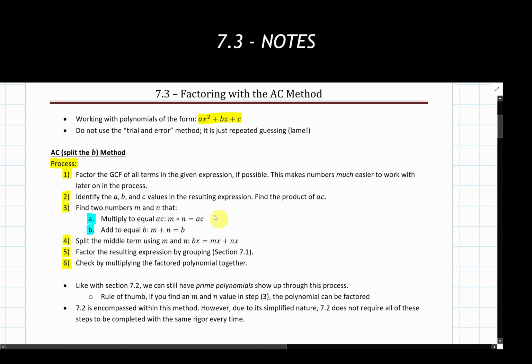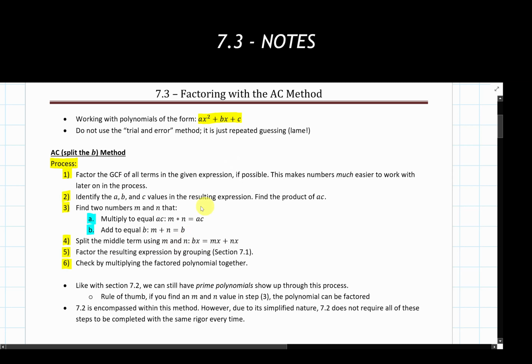So if we are able to find two values that multiply to be AC and add together to be our B value, great. We are then going to split the middle term, being this bx we have here, using those two m and n values, the two numbers that we found in step 3.